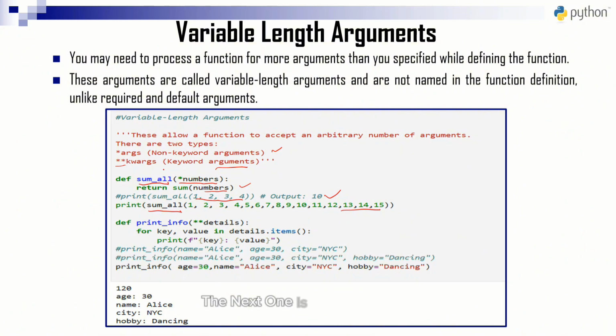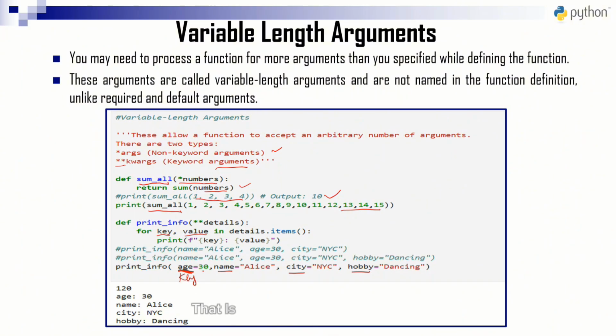The next one is using keyword arguments. So when I am using keyword arguments, I need to give the names of parameters and the values. In this, I have a for loop so that I can iterate, because it is a key value pair. Keyword arguments means I am writing parameter name equal to the value. So if I am passing age equal to 30, name equal to Alice, city equal to NYC, hobby equal to dancing, this parameter age will be considered as a key.